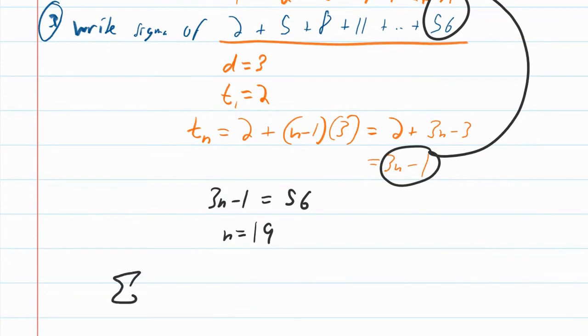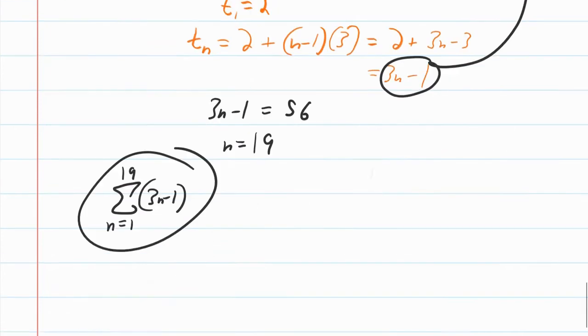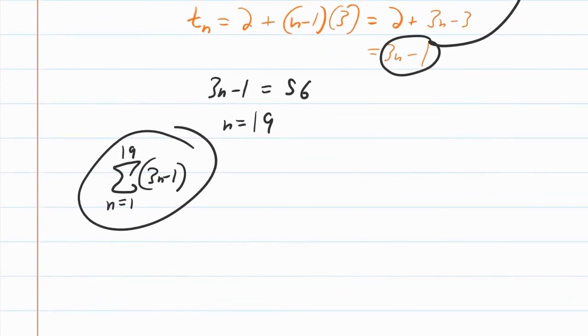Now we're going to set up my sigma, the sum from n equals 1 to 19. I get to start with n equals 1 because I specifically called the number 2 t of 1. I could have called it any value, but I'm going to call it t of 1 because that's the easiest of all the 3n minus 1s, because that's the formula, and that's it. That's a way to take a sequence and make it into a sigma notation.